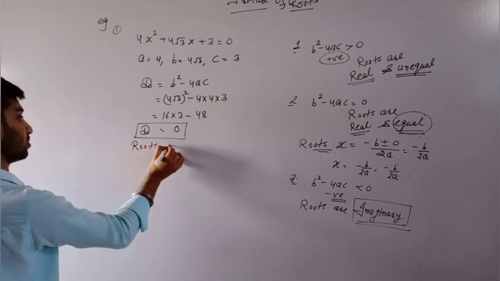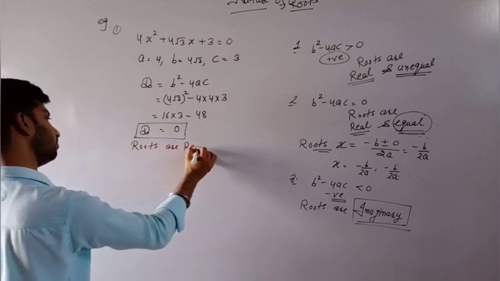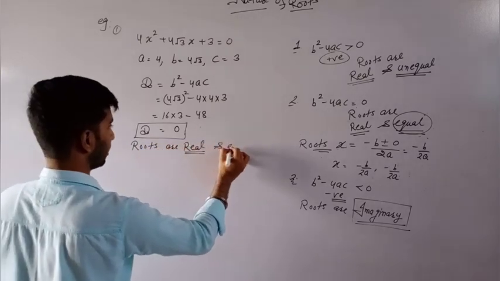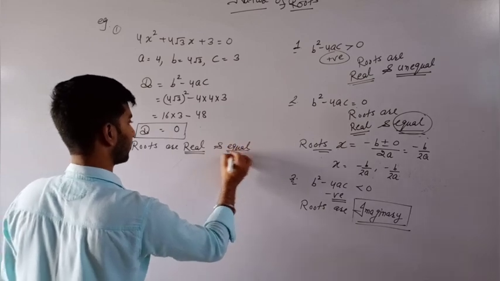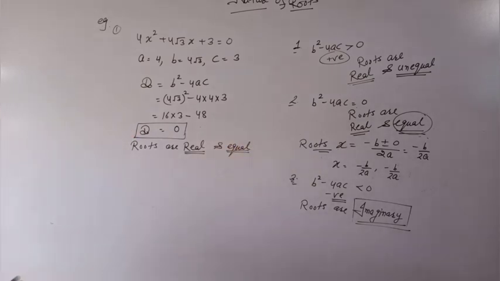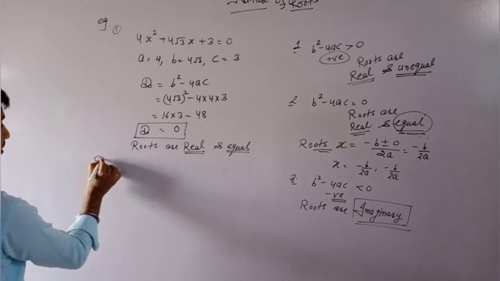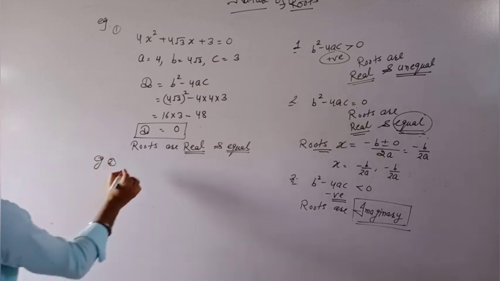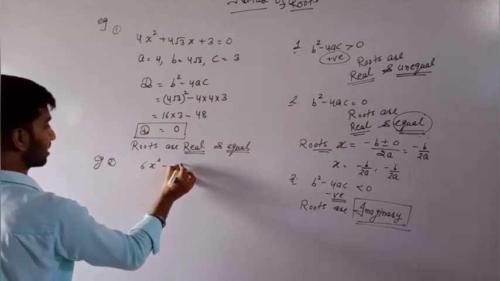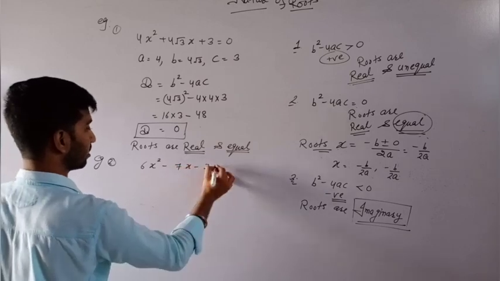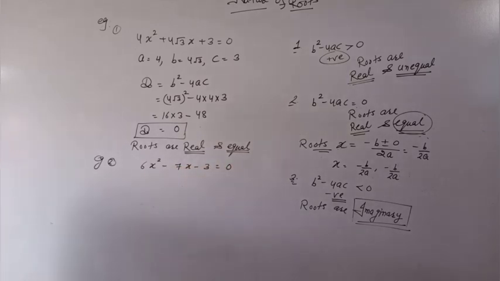It means that roots are real and equal. Roots are real and equal. Second example: 6x square minus 7x minus 3 is equal to 0.